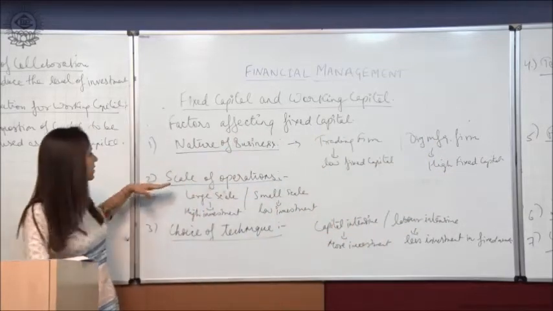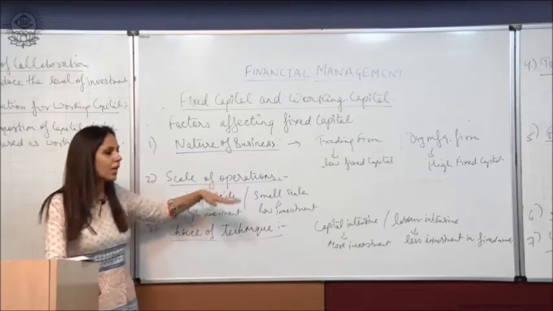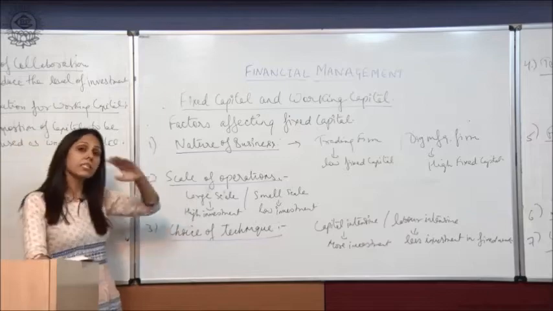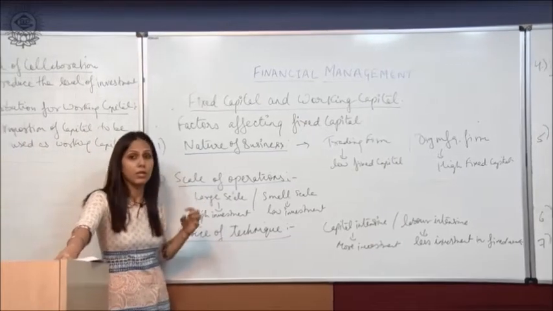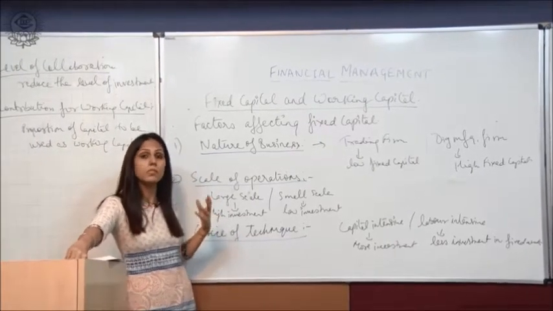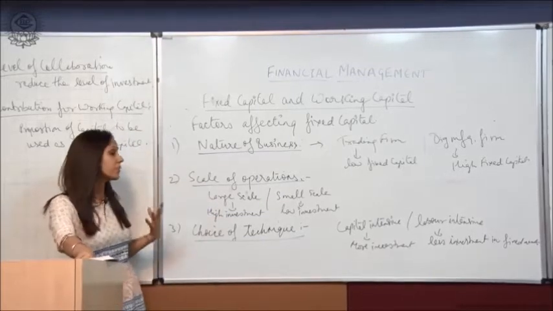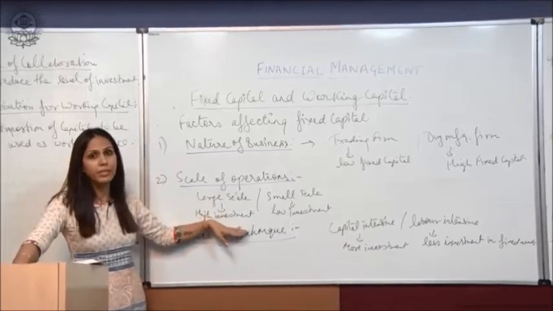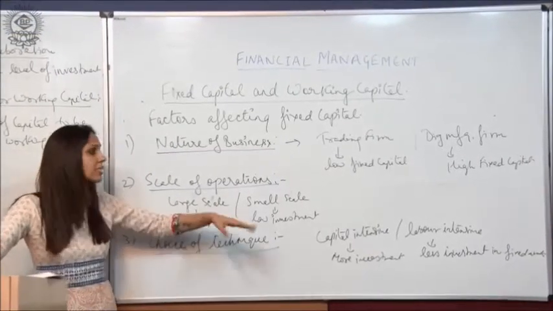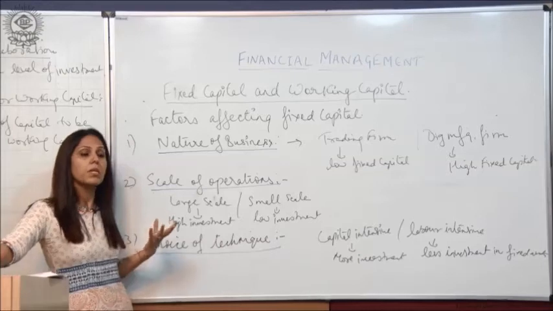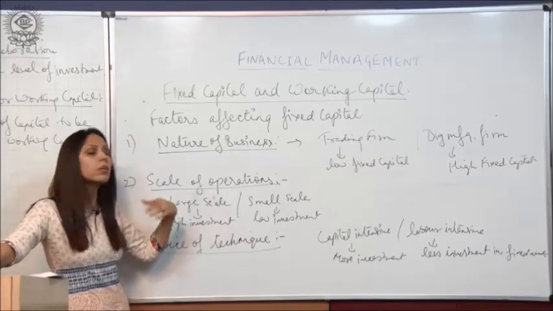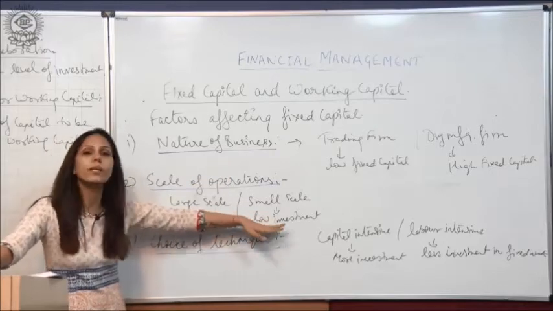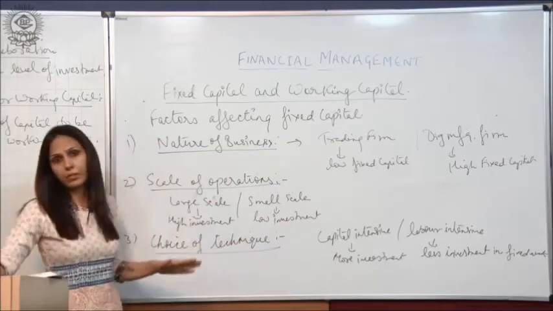Second point is the scale of operations. Now we'll see, the company will look at the scale at which the business is operating. If a business is operating at a large scale, so obviously that requires high investment in fixed capital, whereas a company which is small in nature or which is running at a small scale, such a business requires low investment in fixed capital, right?